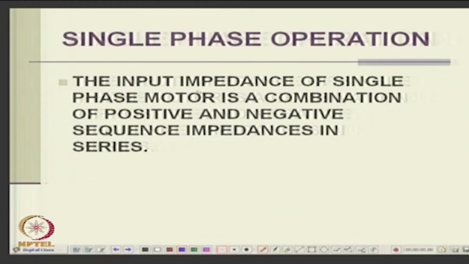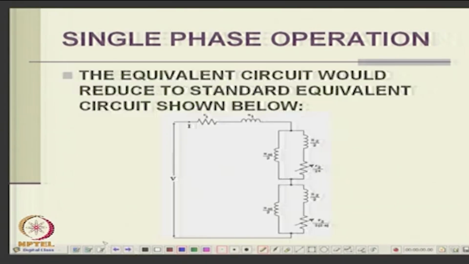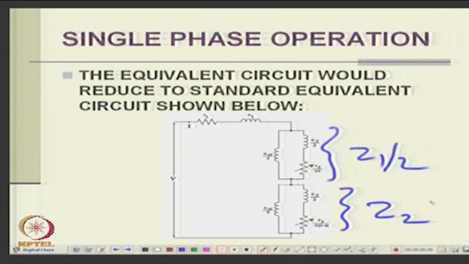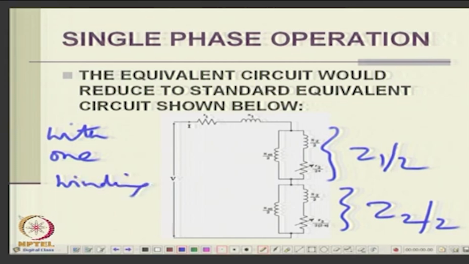Okay, this is a statement. The input impedance of a single phase motor is a combination of positive and negative impedances in series. So, that means Z will be equal to Z1 plus Z2, if the two are there. So, this is Z1, this is Z2. Now, this is basically a hypothesis, again the equivalent circuit would reduce to the standard equivalent circuit if you say this will be Z1 by 2, this will be Z2 by 2. There are two windings in series, this is with one winding, this is one of the assumptions, but we will do it in a clearer way a little later in the next lecture.